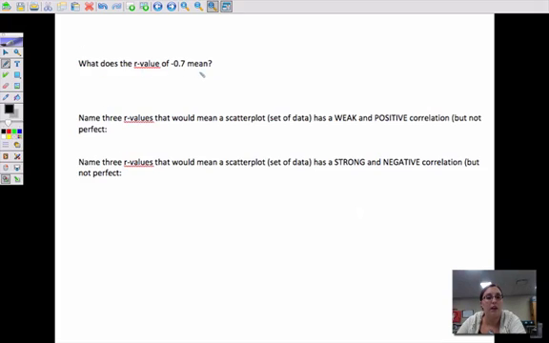All right, so you've got 3 questions here to answer. What does an R value of -0.7 mean? Then you need to name 3 R values, so 3 different numbers, that mean a scatter plot has a weak and positive correlation. And then 3 more R values that mean strong and negative, but not perfect for either one. Okay, so in other words, we're not using 1 or -1 in either of these. We're using decimals. Okay.